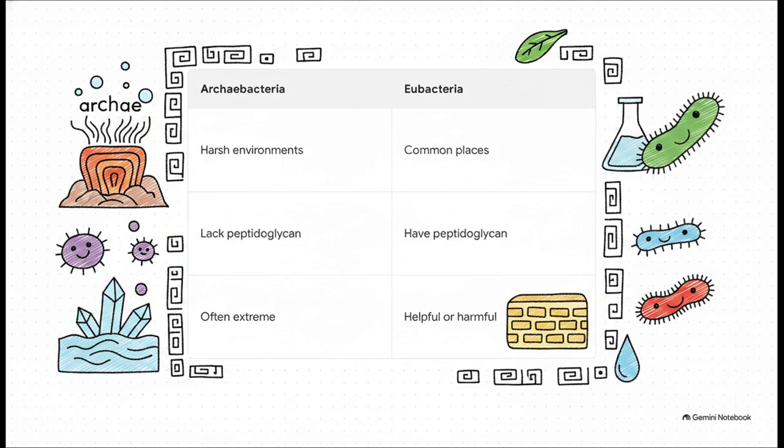Then, on the other hand, we have eubacteria, which are the true bacteria. These are the ones we interact with in our common, everyday environments. Unlike the ancient guys, their cell walls do contain peptidoglycan, and they play a massive variety of roles in our world, as you'll soon see.